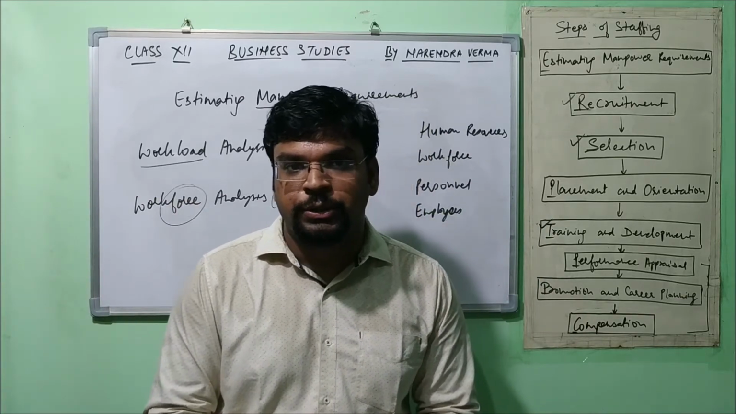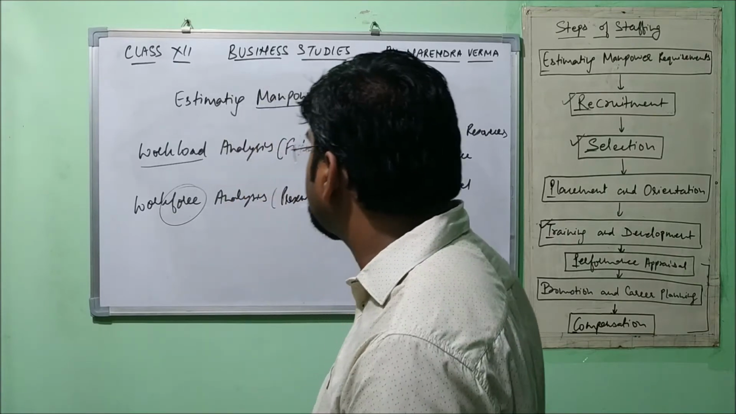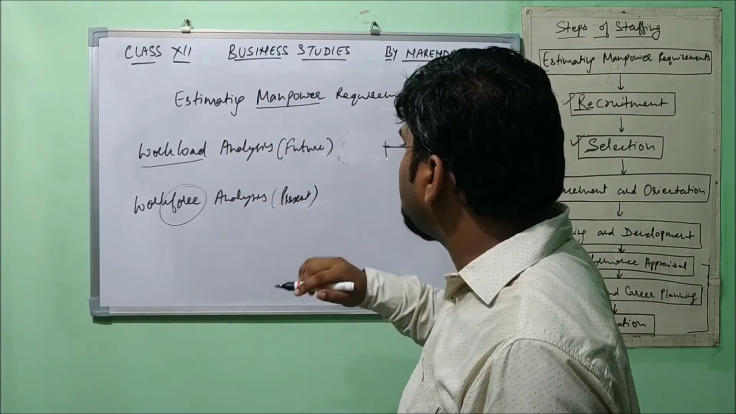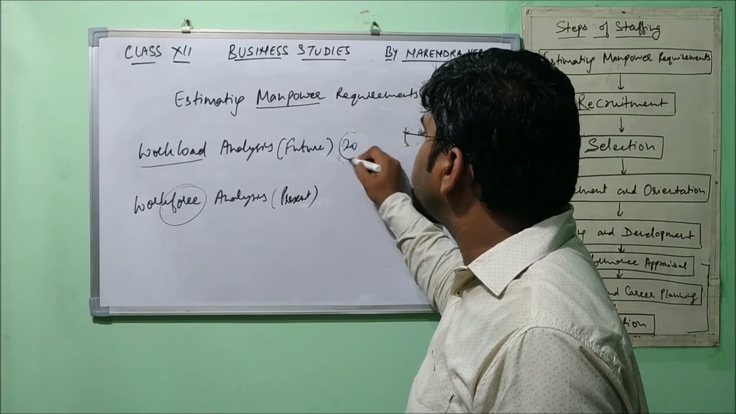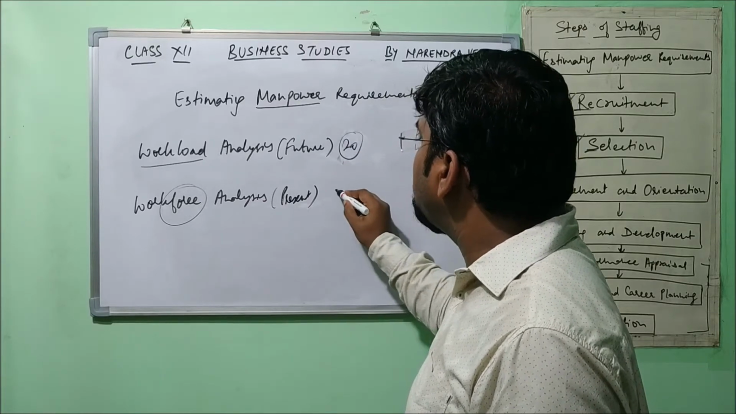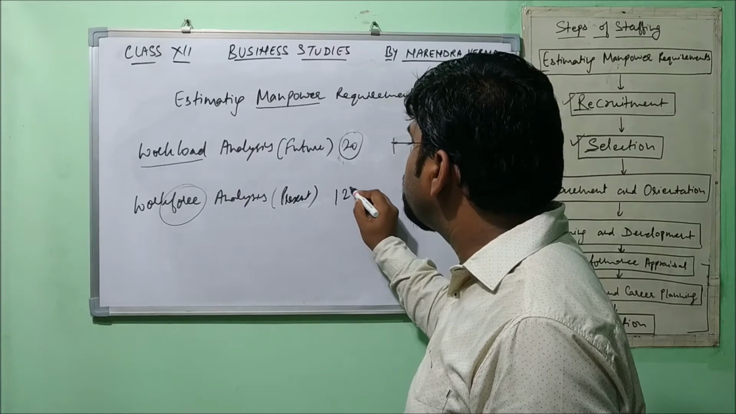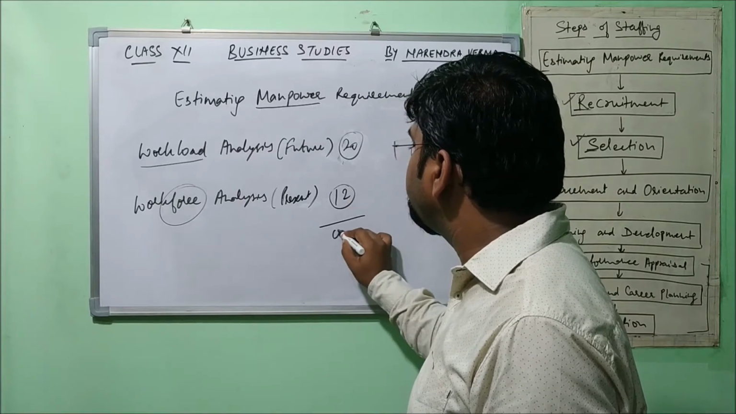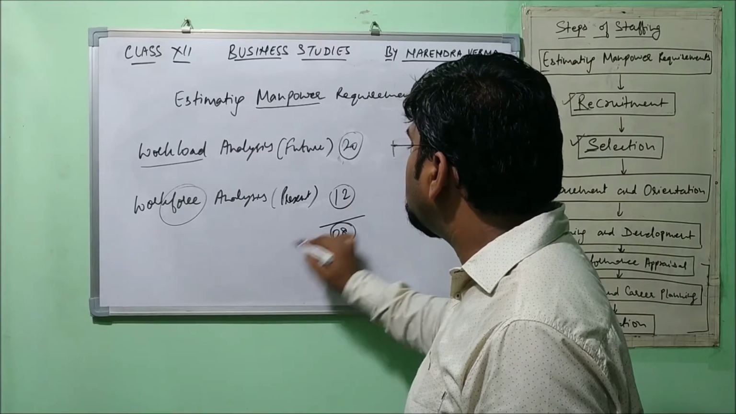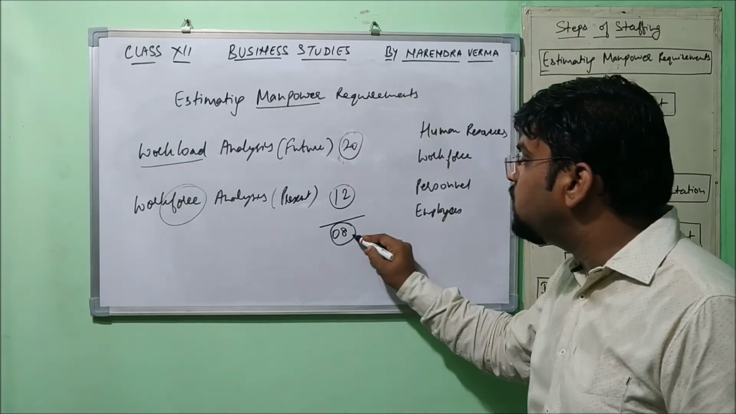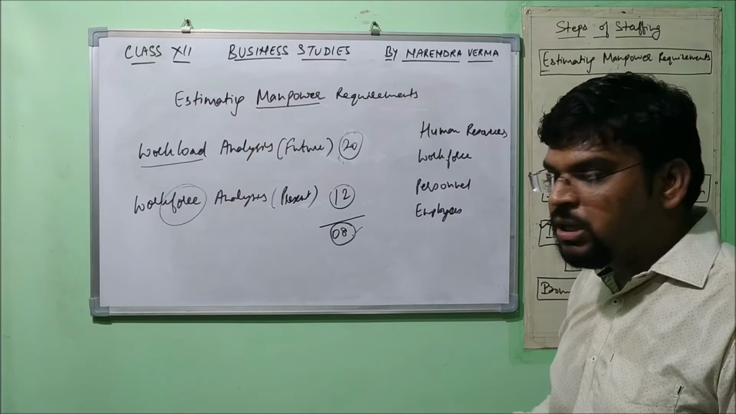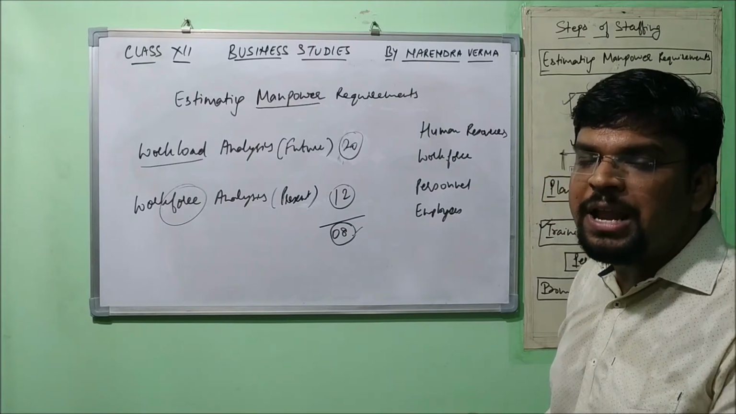Understood the point? Say for example, as I just explained, there is a small organization and they have estimated that they need 20 employees. Right now they have only 12 employees. So now they have come to know they are understaffed by 8 employees, so they will focus on hiring the 8 employees. Understood? This is a very simple example I have given.